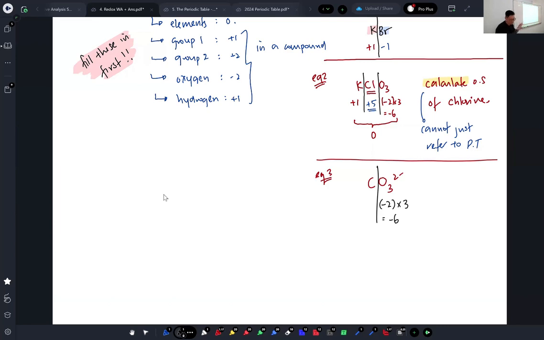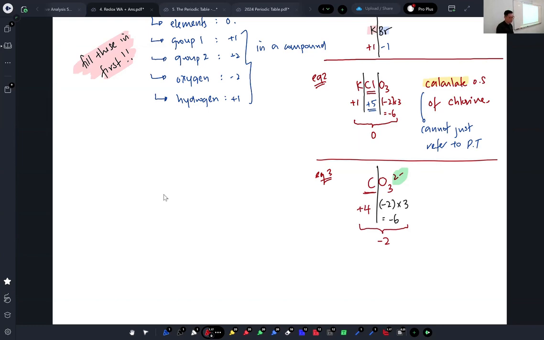Now, this is a bit tricky because this is an ion, which means what? The overall charge now will not be equal to 0. It will be equal to the charge of the ion, which in this case is -2. So what is the oxidation state of carbon? Any idea? +4. Thank you so much. +4 -6 is -2.